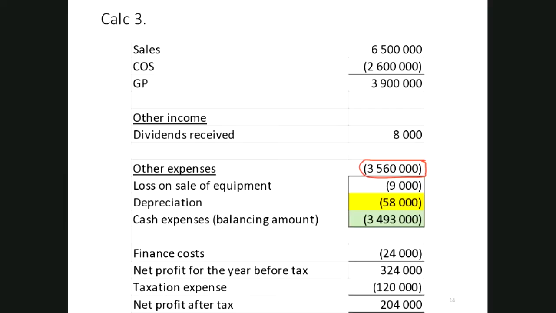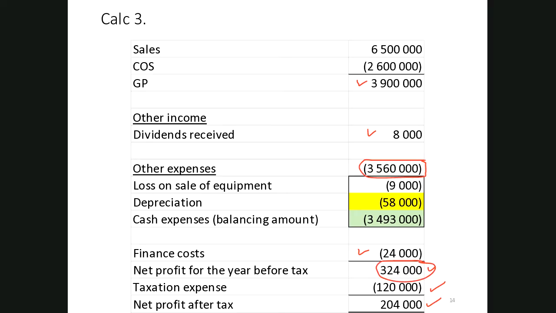So the numbers that I knew I put in first. So I knew the gross profit and I knew the dividends. I knew the finance costs. Then remember, I had to go and work out the profit after tax, and I knew the tax amount, so I could work back to the net profit before tax. Okay, so that 324,000 I knew, but I didn't know the 3,560,000.